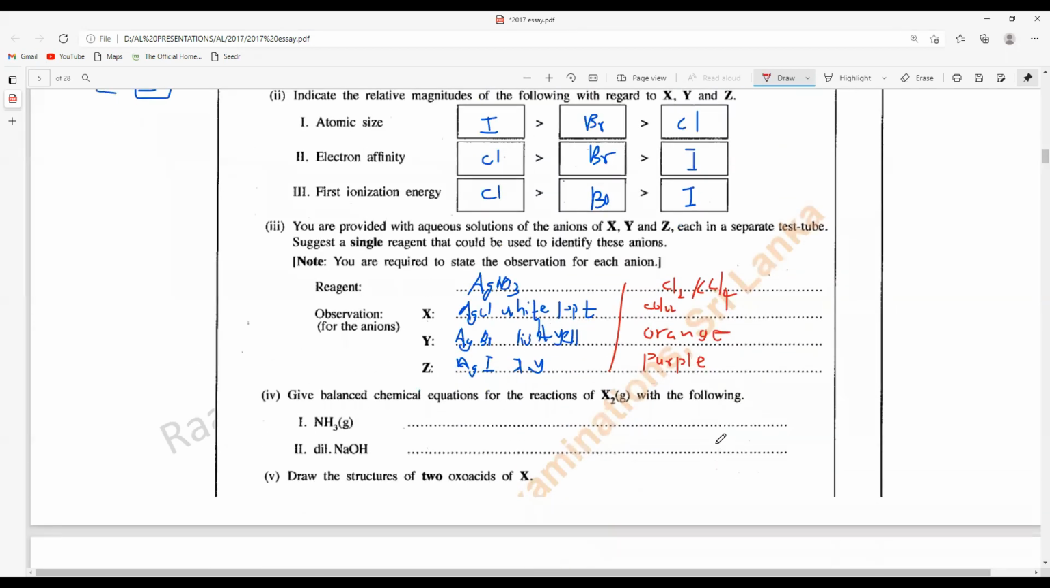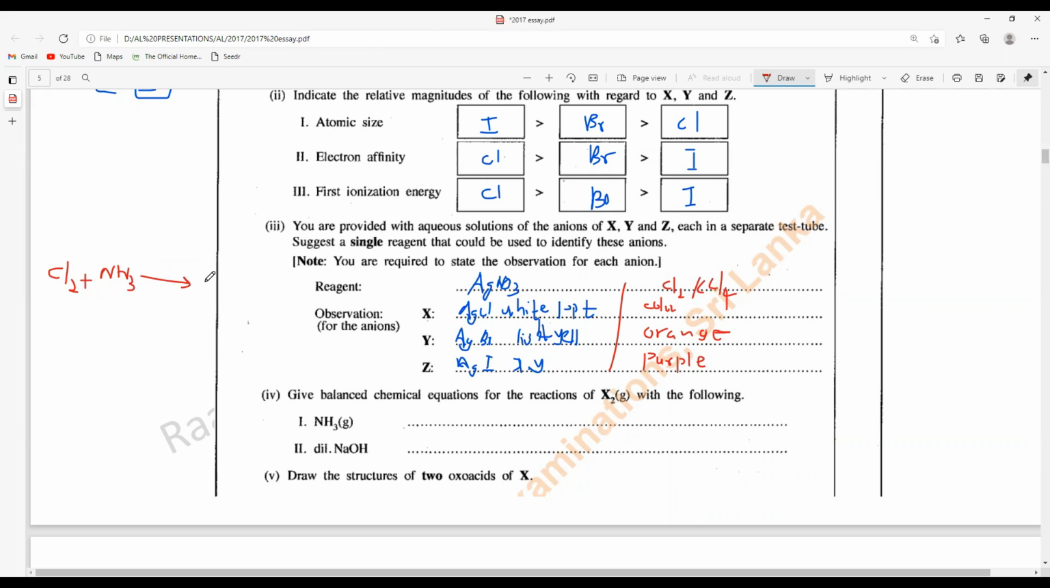Give balanced chemical equations for the reactions of X2 with the following. So X2 means it's the reaction with Cl2, right? So Cl2 with ammonia. So what are you going to expect? That is what they are asking. If you can remember, we have already seen this reaction before, because don't forget, chlorine with ammonia can form two different, in fact, three different reactions, right?